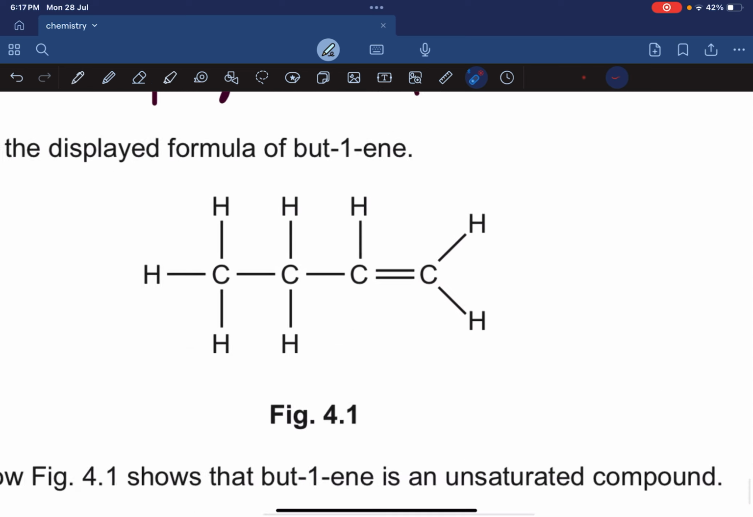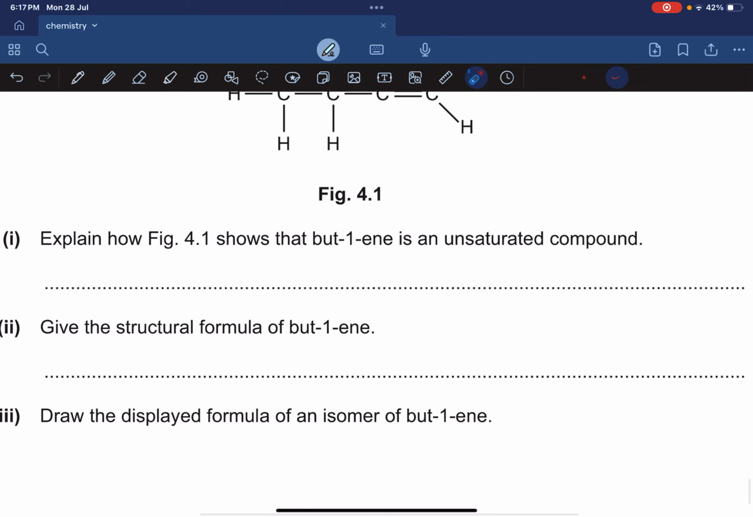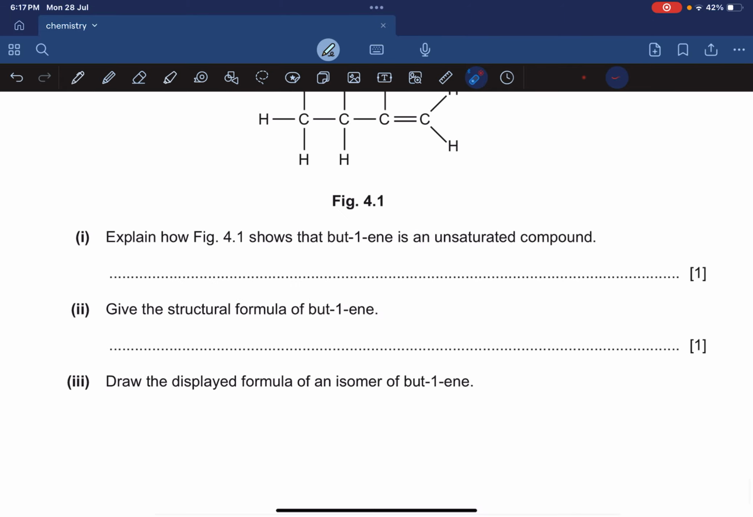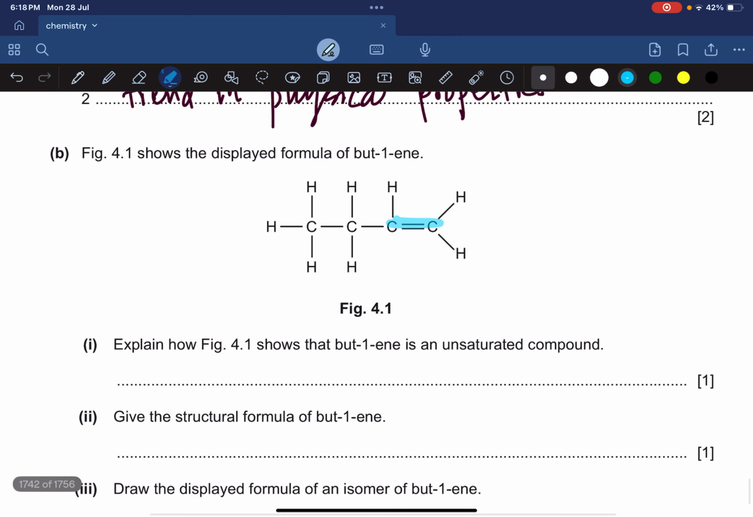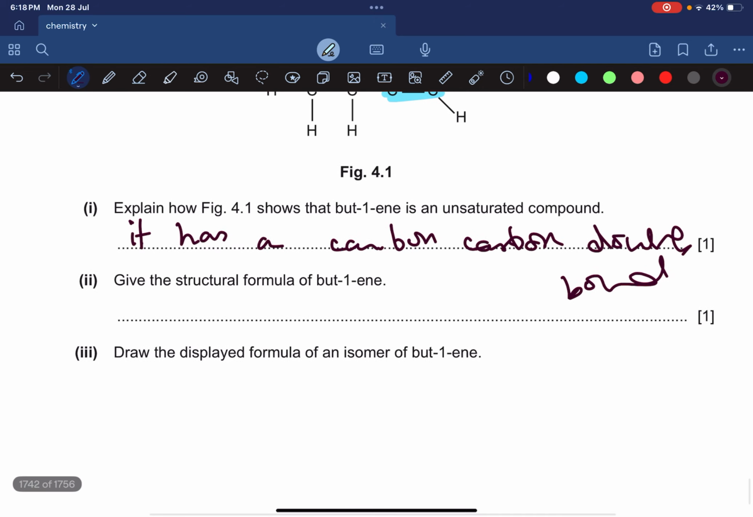Why it's but-1-ene? Because the double bond, the ene bond, is on the first carbon. Okay. Explain how figure 4.1 shows that but-1-ene is unsaturated. Unsaturated means that it has a carbon-carbon double bond. Okay. It has a carbon-carbon double bond.